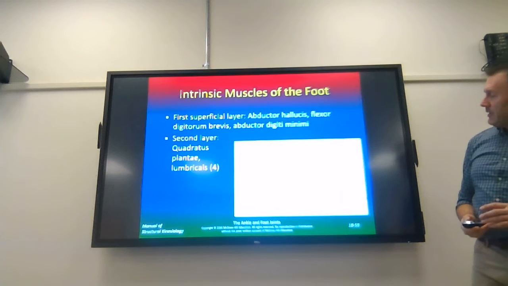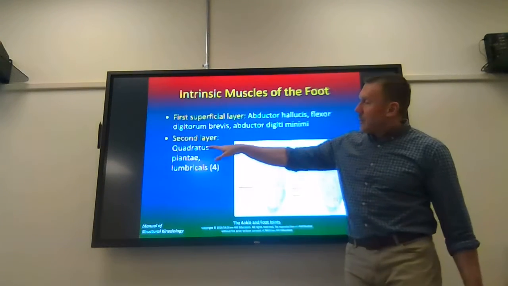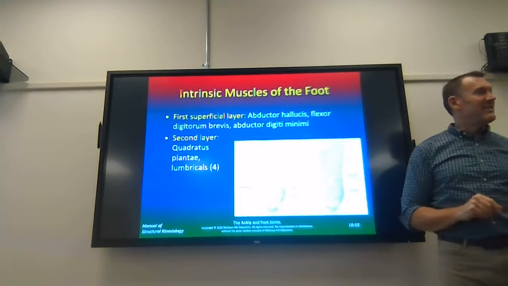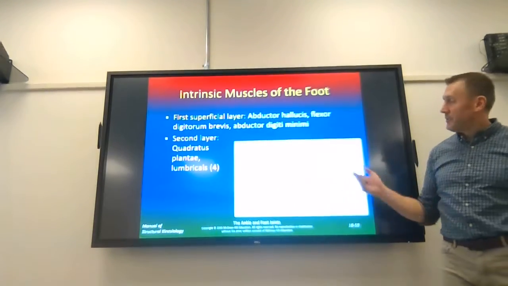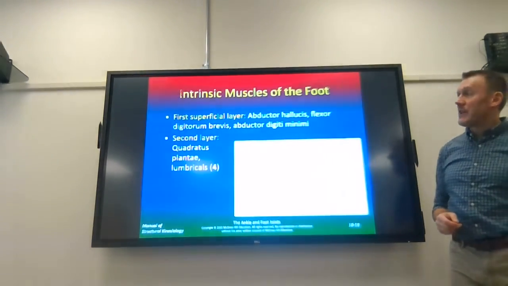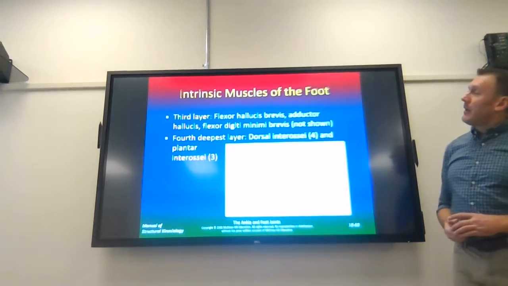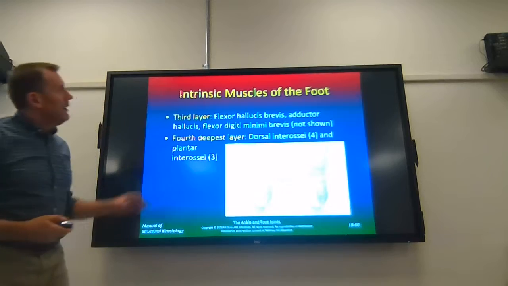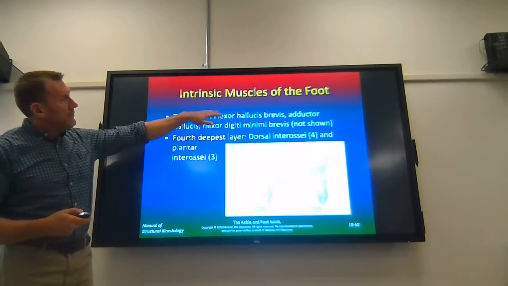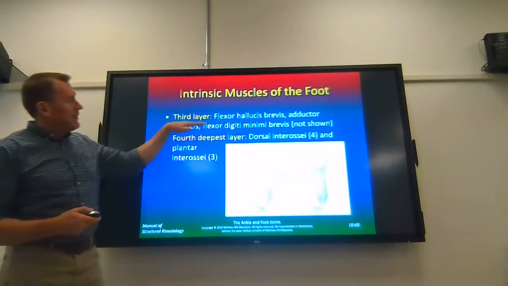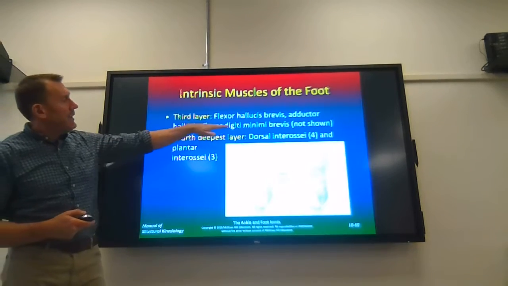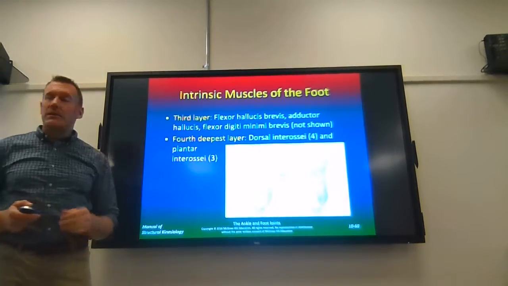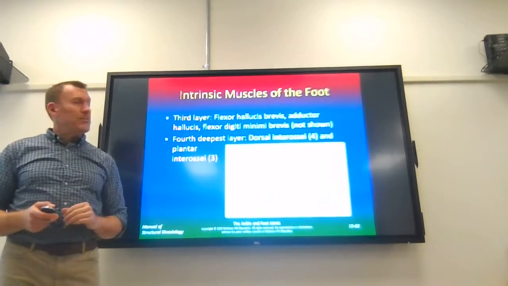Second layer, noted in green. That's the quadratus plantae. It's right here. And then the lumbricals. Remember lumbricals from the hand? We also have those for the foot. So that's the first 2. We have the 3rd and 4th layer: flexor hallucis brevis, adductor hallucis, and flexor digiti minimi. That's not shown. And then the deepest layer, the one closest to the bones of the foot.